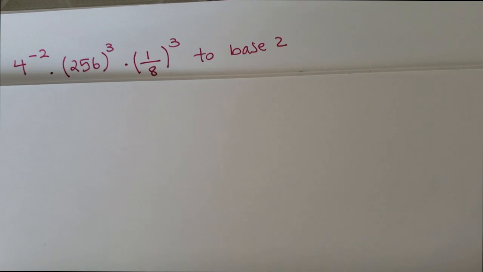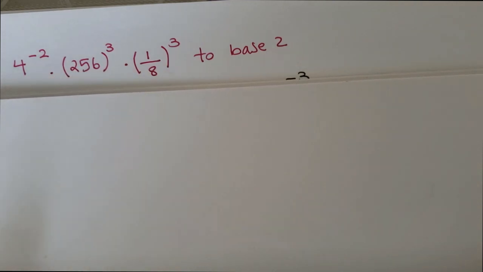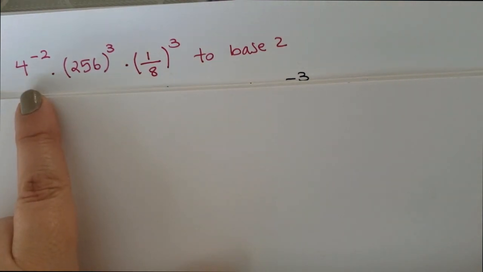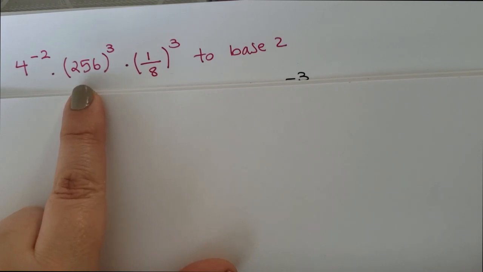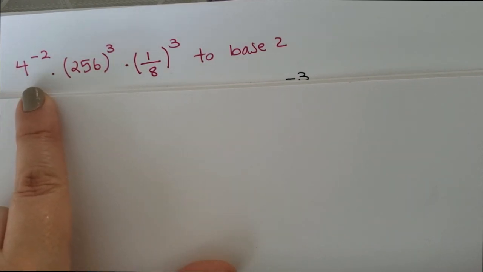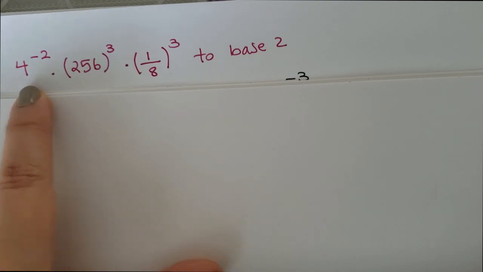Okay, let's continue this question. Now I give you another example, and I want to change everything to base 2. So here, the first one has the base 4. The second one, the base is 256. The third one is a fraction, and it's 1 over 8. So let's start considering each one separately.